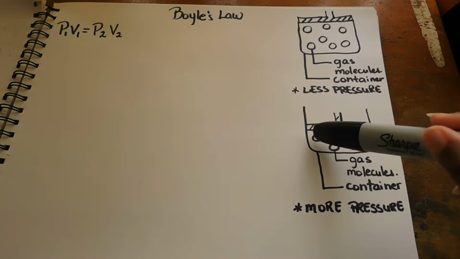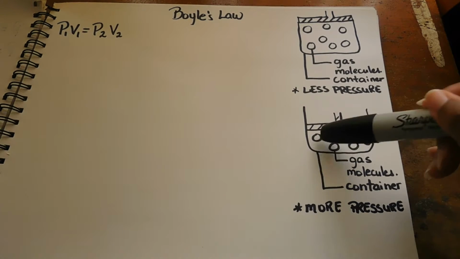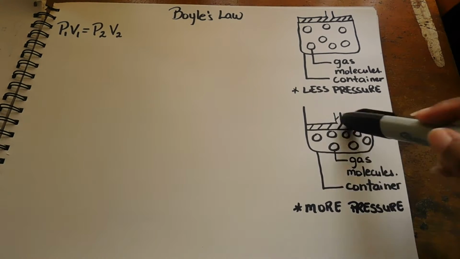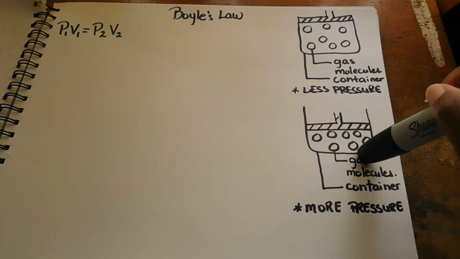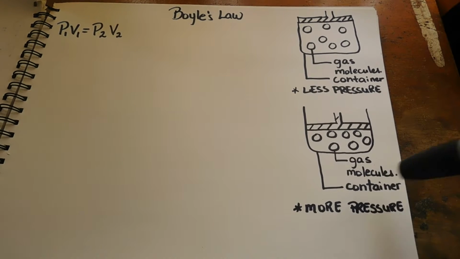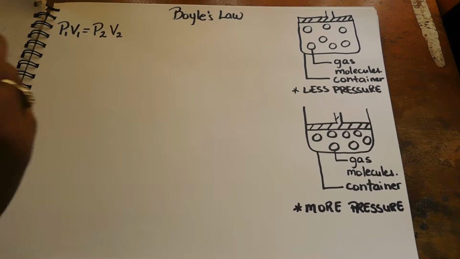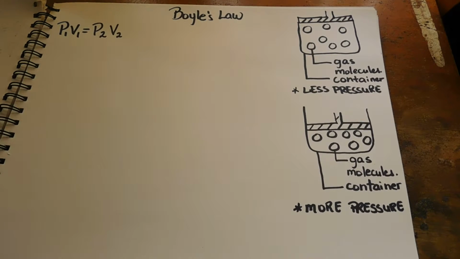Because then they'd be under pressure, they'd be hitting on the walls, right? And so obviously the inside of the canister would experience more pressure. So halving the volume increases the pressure, right? So here we have Boyle's law, and we have pressure against volume.